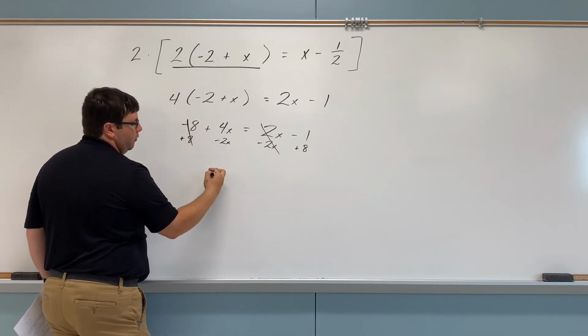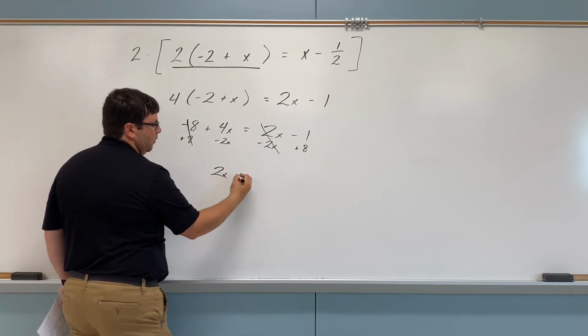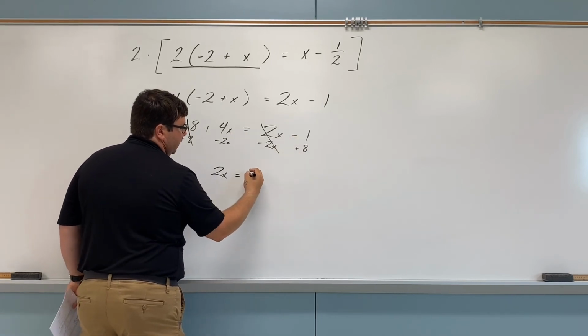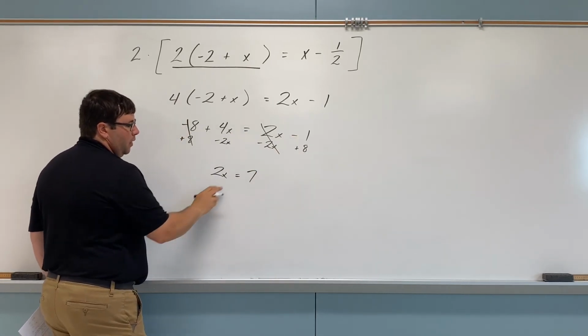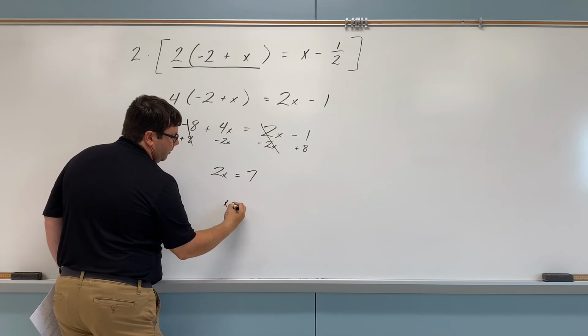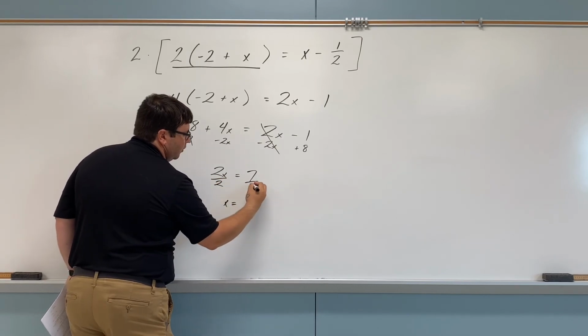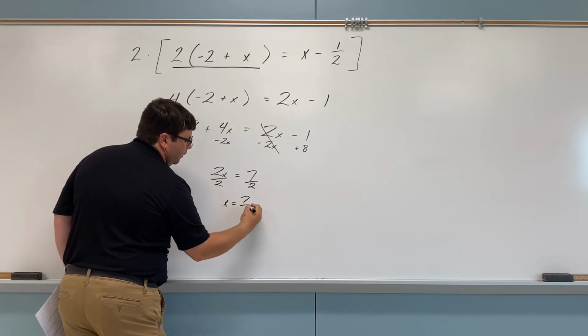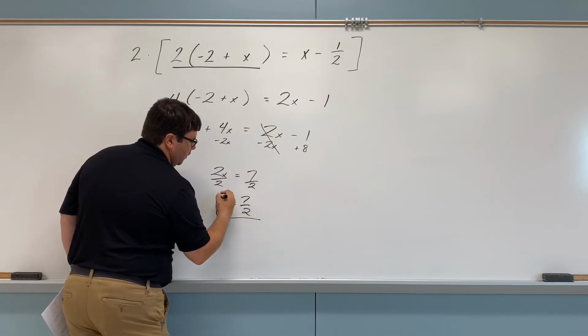So 4x minus 2x, that gives me 2x. Negative 1 plus 8 is 7. Solve for x by dividing by 2, and I get x is 7/2.